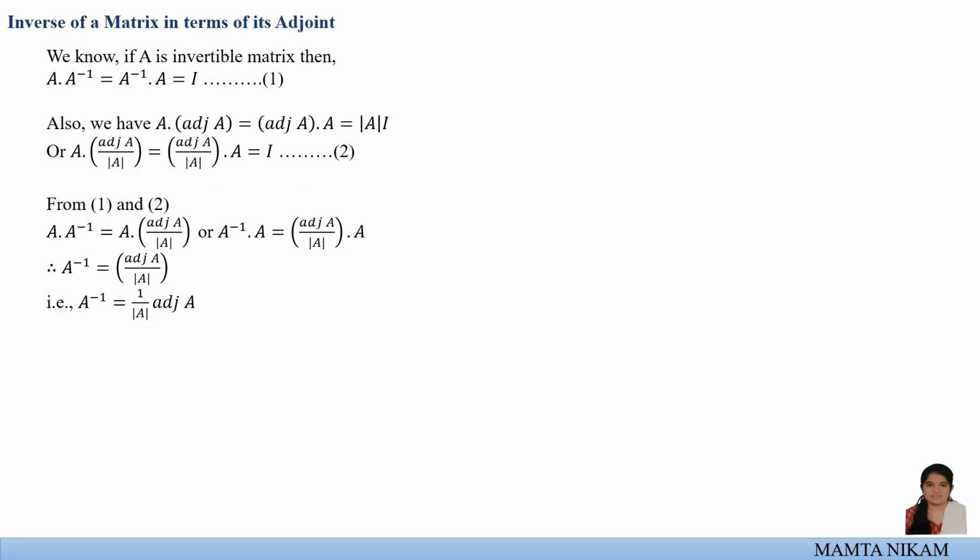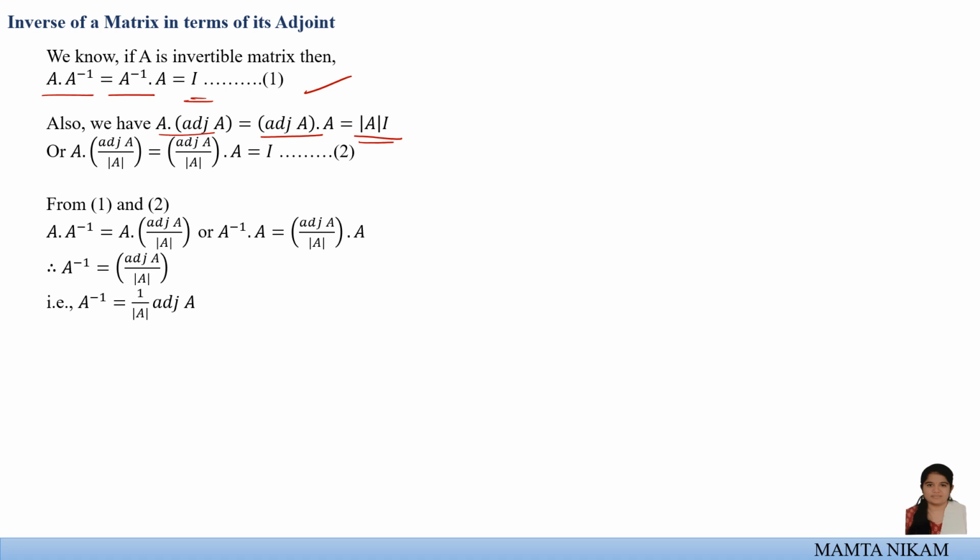So let's move on further. Moving on further, how do we define an inverse of a matrix in terms of adjoint? So now we know if A is an invertible matrix, A into A inverse is equal to A inverse into A is equal to identity, by definition, just now we have discussed. And also we have a relation that A into adjoint of A is equal to adjoint of A into A, which is equal to determinant of A into I.